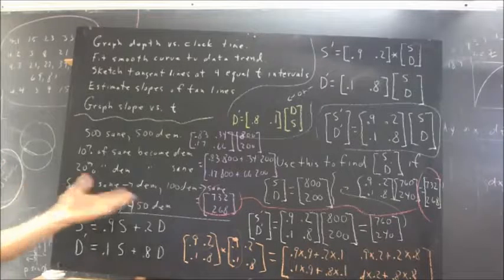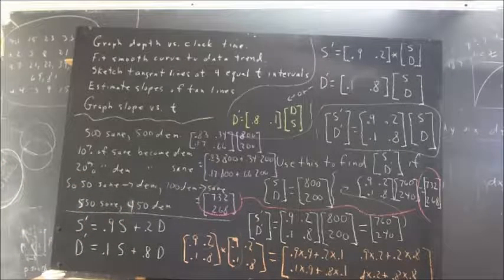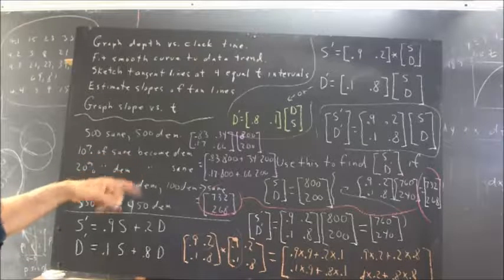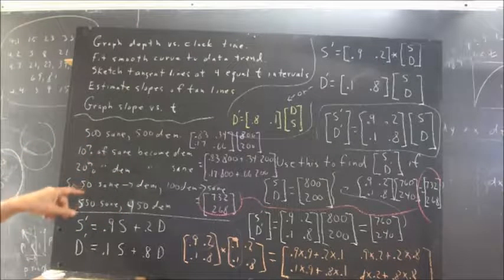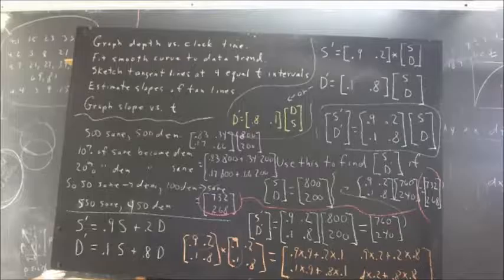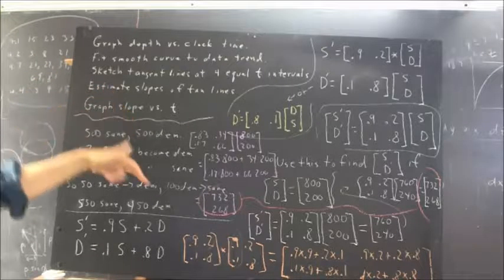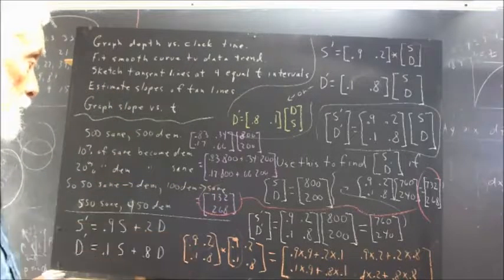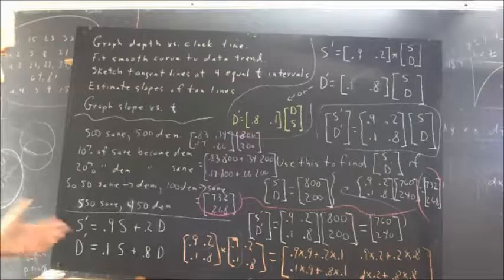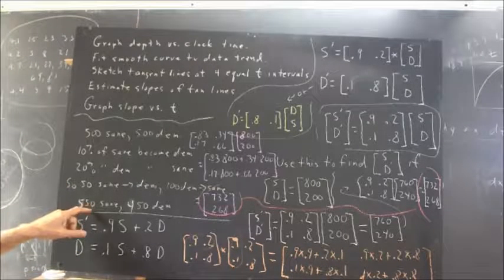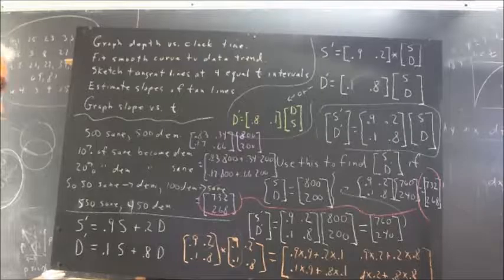Okay, well, this is a problem that nobody has any problem doing. 10% of the sane become demented. 10% of 500 is 50, so 50 sane people become demented. And 20% of the demented become sane. 20% of the 500 demented is 100 of the demented become sane. So you end up with 550 sane and 450 demented.